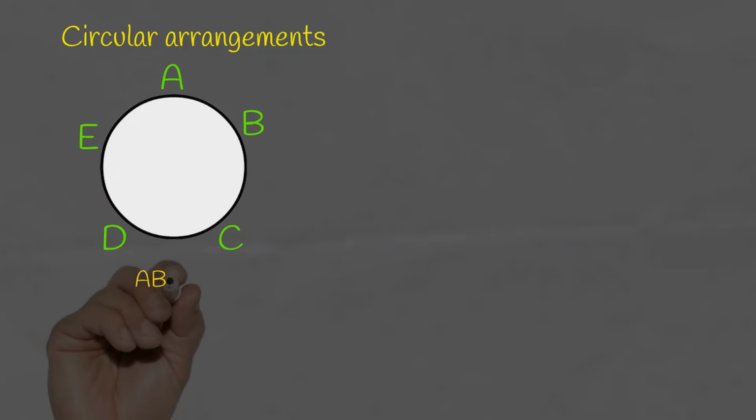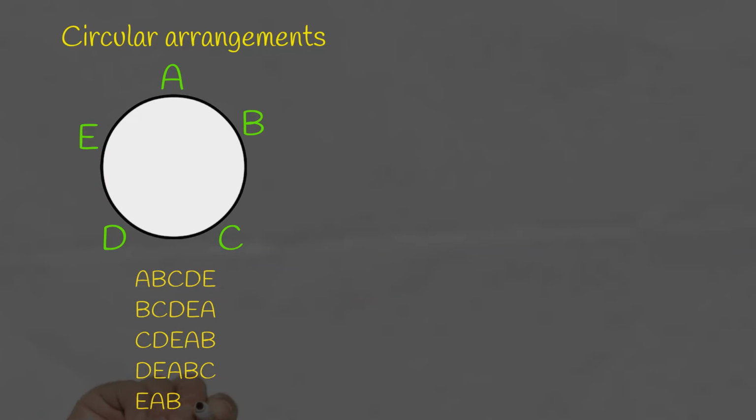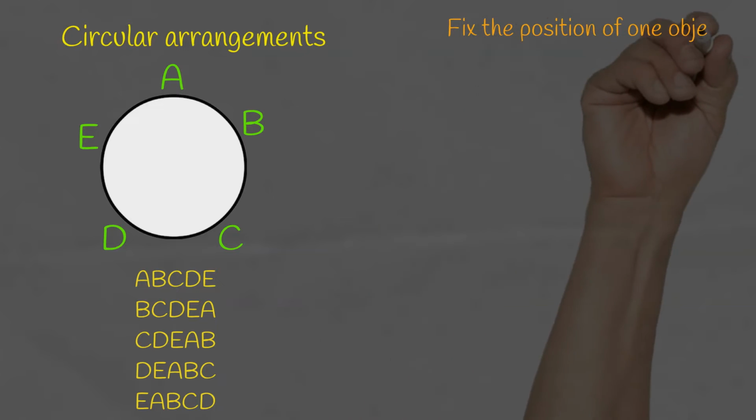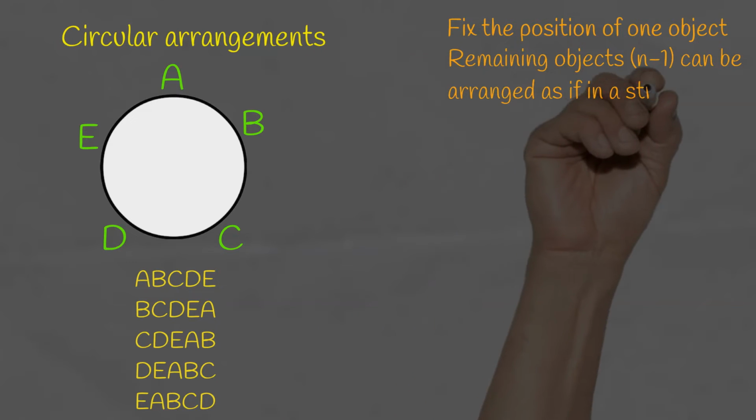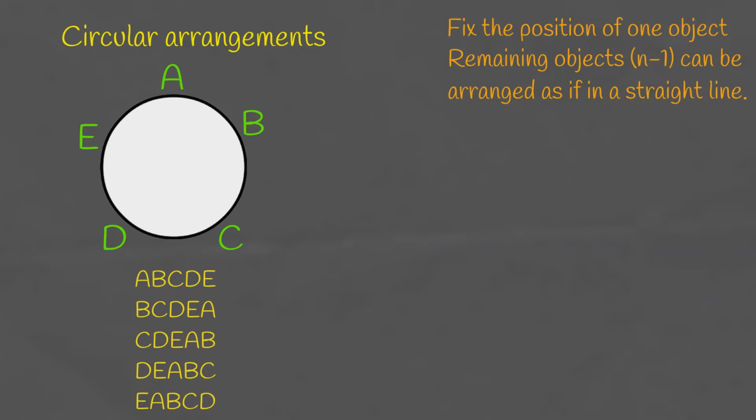Next, we're going to look at circular arrangements. If you have A, B, C, D, E around a table, you need to be aware that all of these permutations below are exactly the same because there is effectively no beginning and no end. So the way we tackle these problems is by fixing the position of one object, and then we organise the remaining objects, which is (n take 1), as if they're in a straight line.